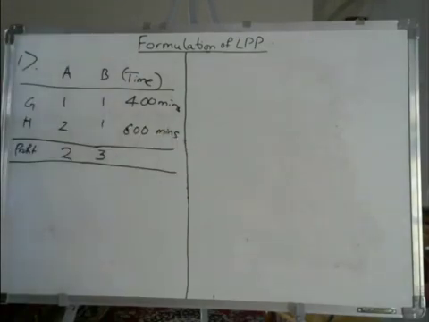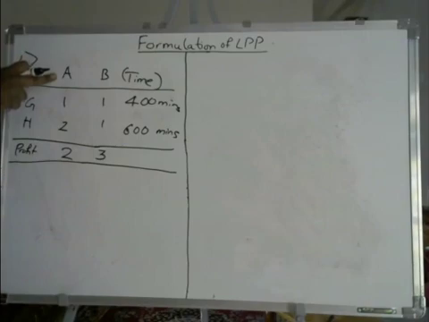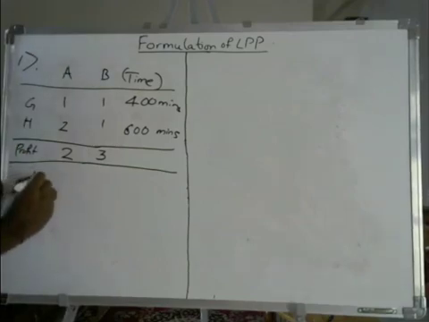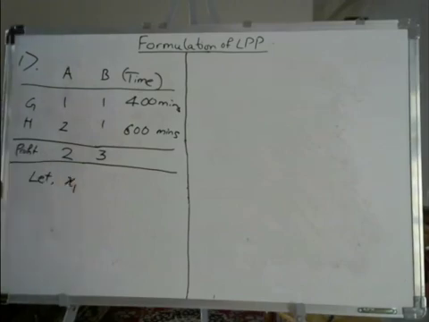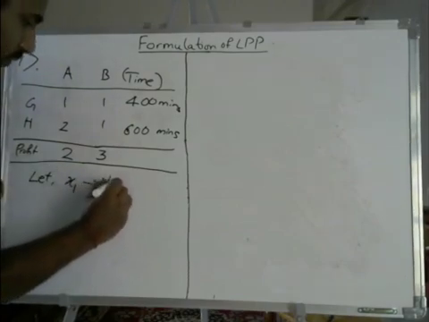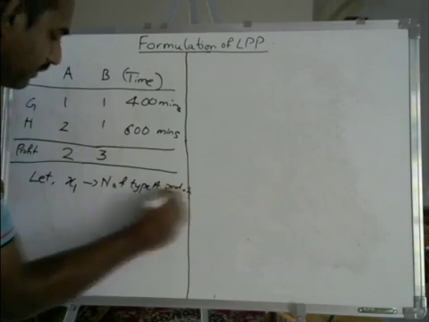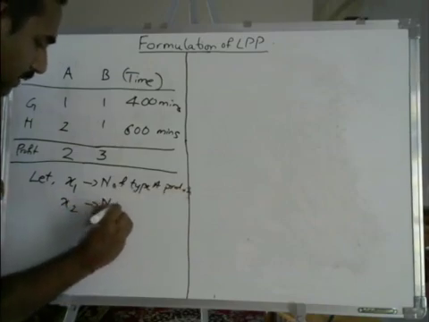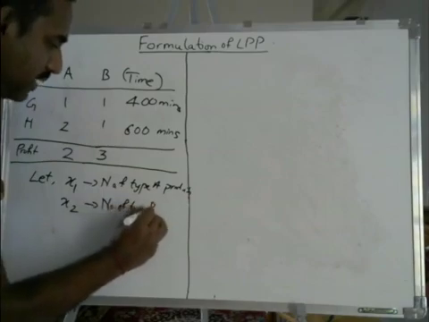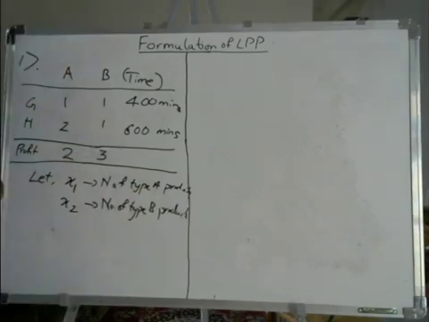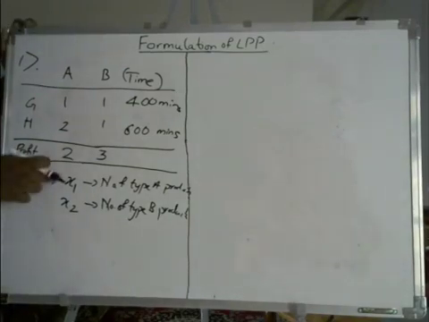minutes. So the entire purpose of solving the problem is to find out how many products of type A should be produced and how many products of type B should be produced. So let X1 be the number of type A products to be produced, and X2 be the number of type B products to be produced. So at the end of the LP problem, all we have to find out is how many X1 and how many X2, how many A and B we need to produce.